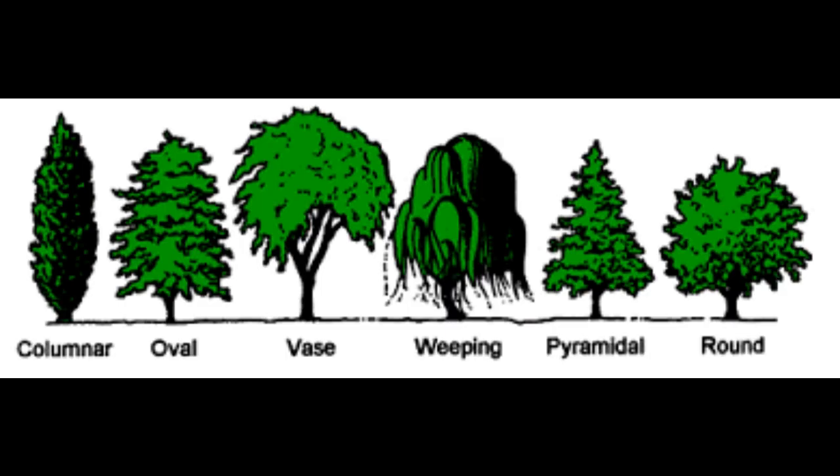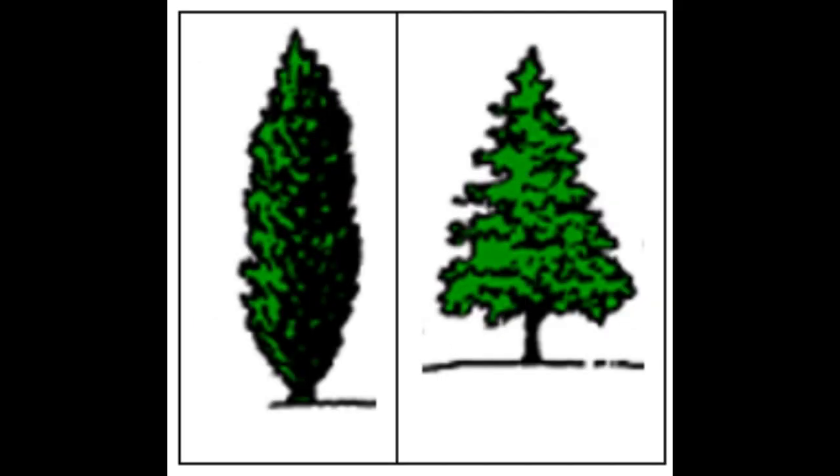Trees have columnar, oval, vase, weeping, pyramidal and round forms. Round and oval trees are used for shade. Columnar and pyramidal trees are used for screening. Weeping tree is used as focal point.